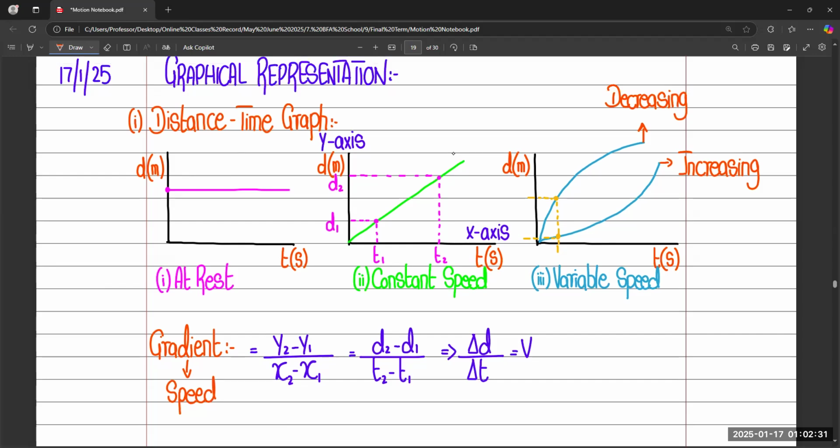So if they theoretically ask in any question, what is the gradient of the distance time graph, that is equal to speed, right? Any question in this?